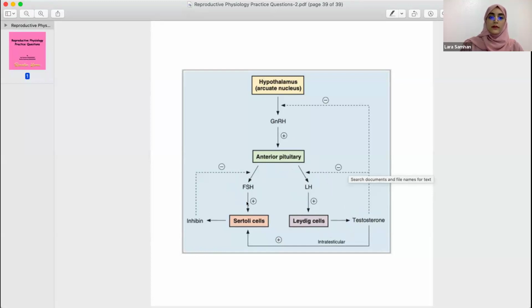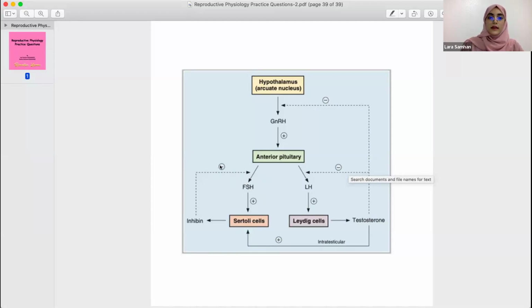The same goes for the Sertoli cell. The anterior pituitary gland produces the FSH hormone, and this FSH triggers the Sertoli cell. And of course, we should always have negative feedback, which is quite important for maintaining normal homeostasis in the body.